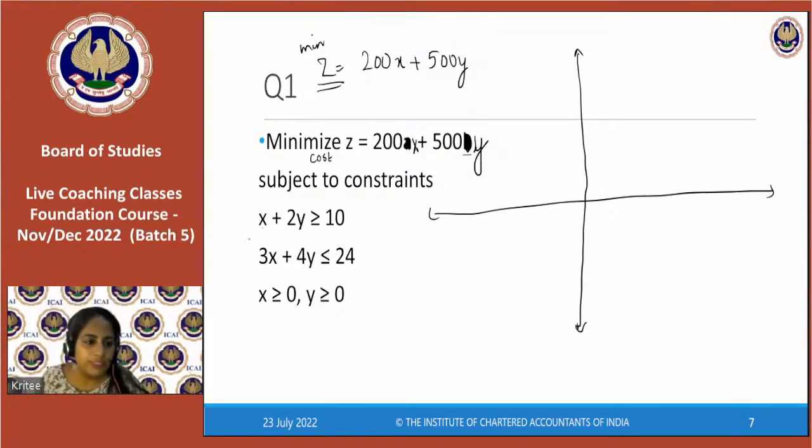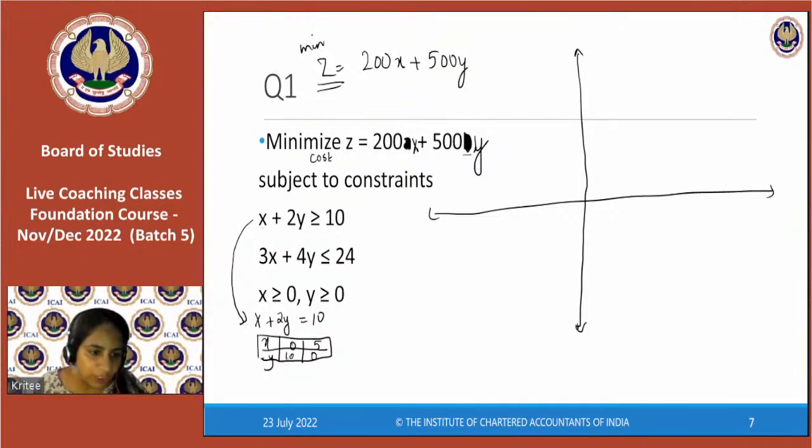So the first step is to convert this inequality into equality: X plus 2Y equals 10. Take the points X and Y. When X is 0, Y is 10. When Y is 0, X is 5. Oh, I'm so sorry. When X is 0, Y is 5. I don't know what is happening today. Everything got mixed. So when X is 0, Y is 5. When Y is 0, X is 10.